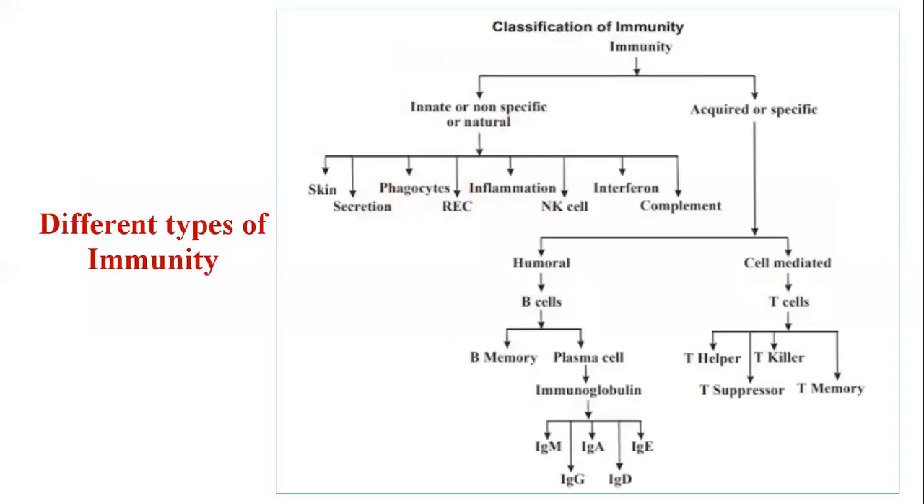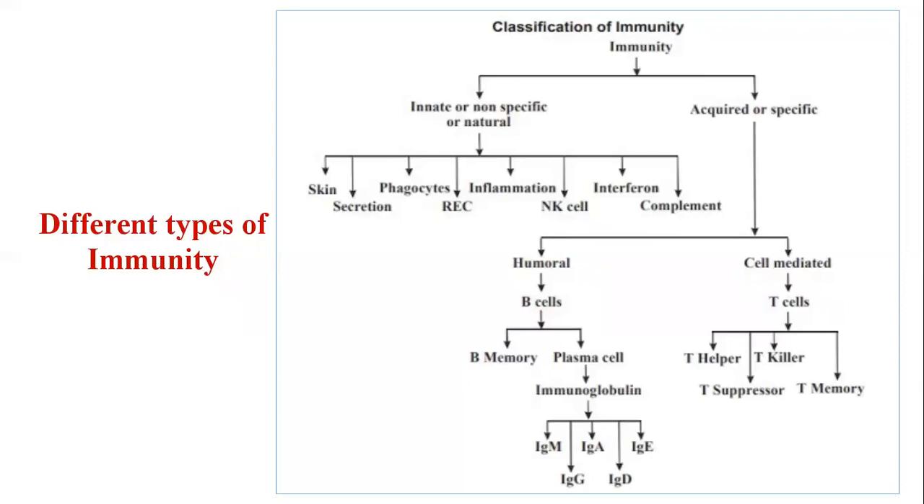These are the different types of immunity. Mostly it is classified as non-specific, which is the natural or innate immunity, and the acquired immunity, or specific immunity, or adaptive immunity.